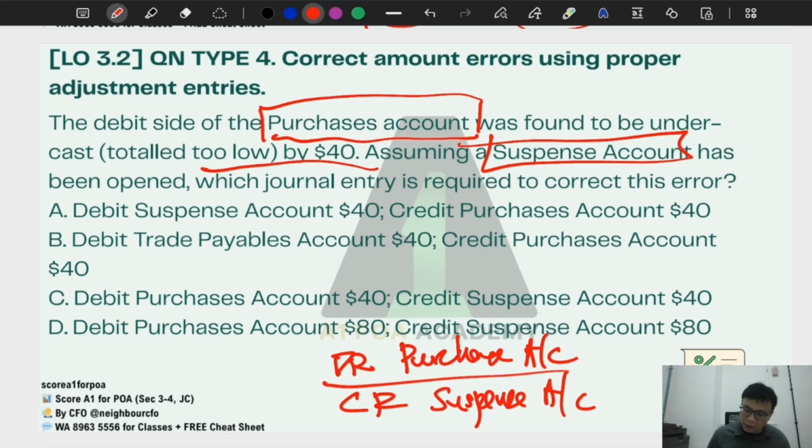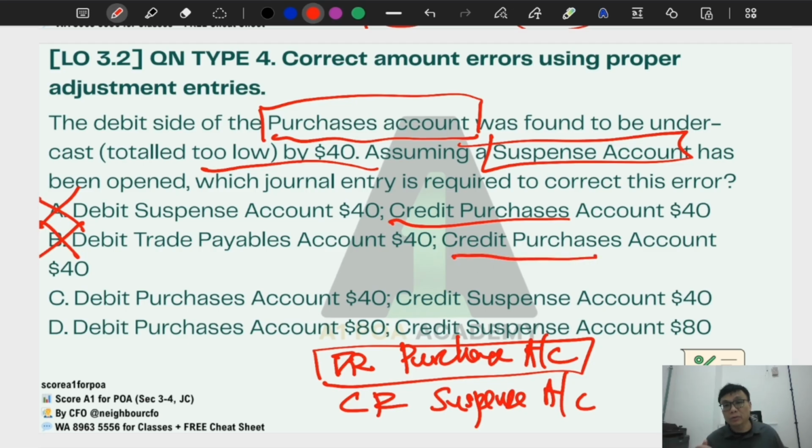The fact that we mentioned just now that we need to debit purchases to top up the shortfall of $40 because it is undercast, total too low. Therefore, when you look at the four choices, you realize that A is wrong because A talks about credit purchases. B is also wrong because B talks about credit purchases. So now left only C and D. C, of course, is debit purchases. Okay, this is correct. And D, debit purchases account, is also correct.